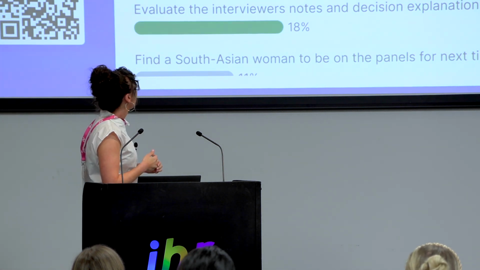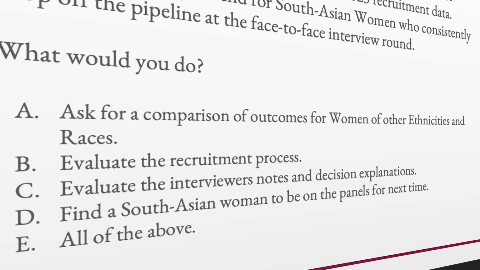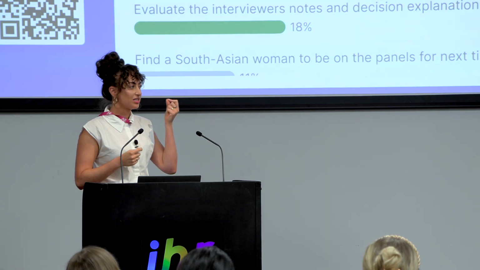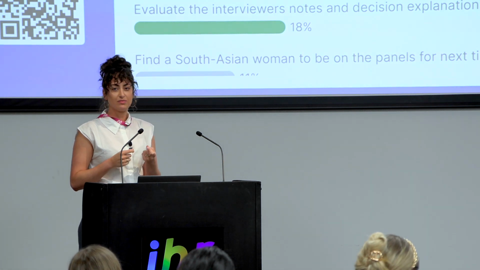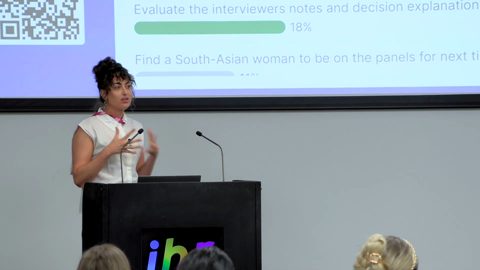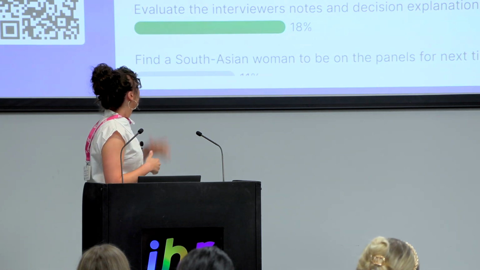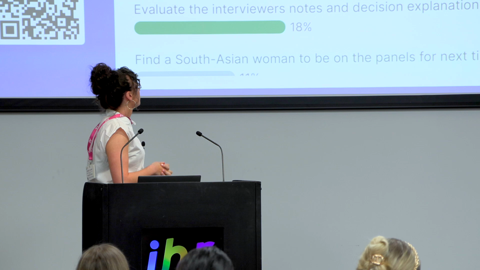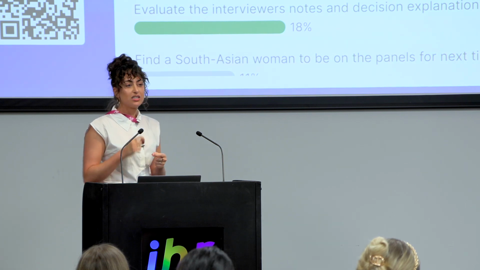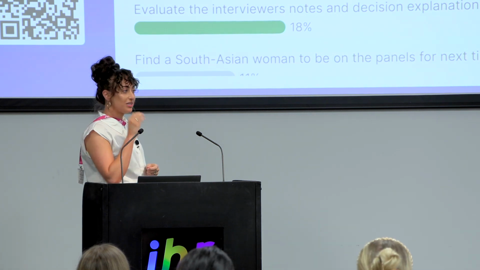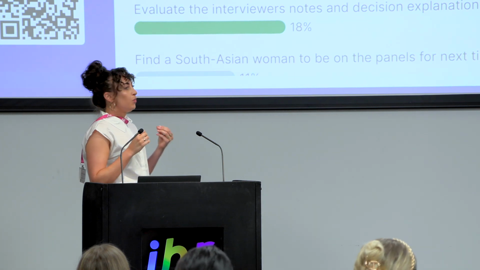Natasha, thank you. So asking for a comparison for women of other races and ethnicities, why is this useful? Because if we don't have comparison, we can't identify if there is something specific and unique happening. And so being able to compare and contrast data when it comes to intersectional analytics is really key. Absolutely, we want to evaluate the recruitment process. If there is a particular negative outcome for a particular marginalized group, we want to be able to identify where is that happening, right?